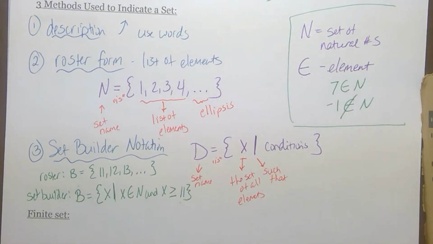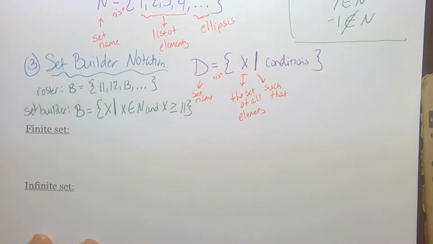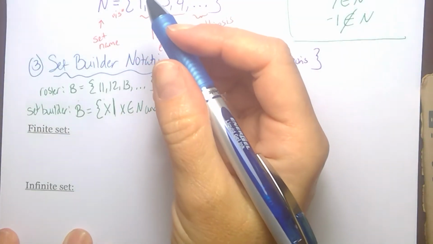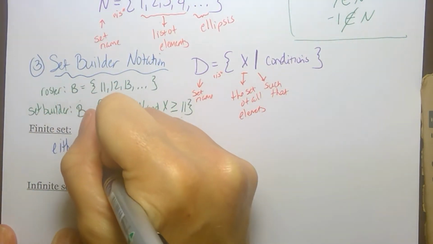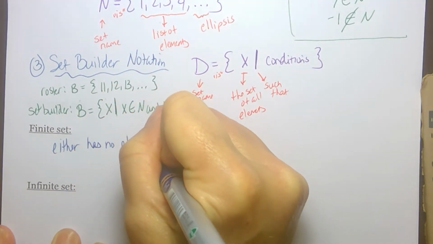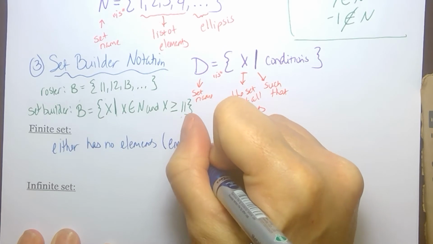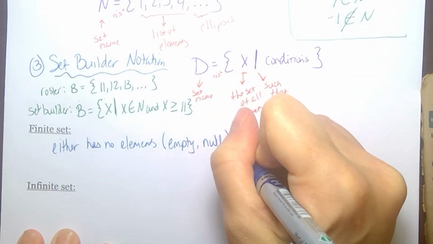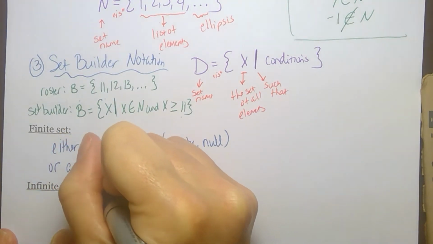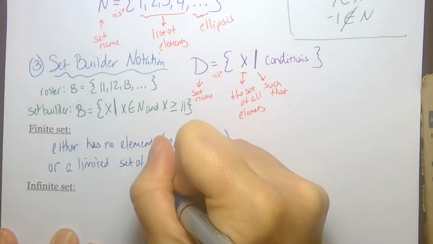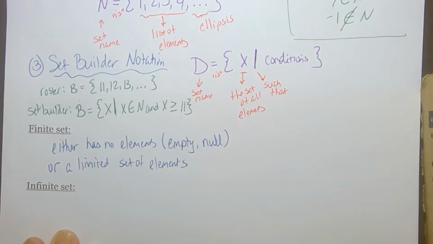Now we have two more definitions on this first page. First, for a finite set, and secondly, for an infinite set. A finite set either is the empty set, it has no elements, or it has a limit on the number of elements. So the finite set either has no elements, and if it has no elements, we call it the empty or the null set, or it has a limited set of elements. I know how many there are. There are maybe 20, or maybe there's 2036, or maybe there's 5. But whatever it is, there is a limit on the set of elements.